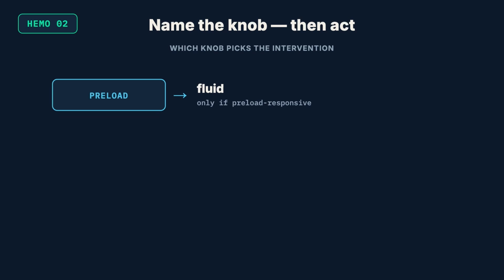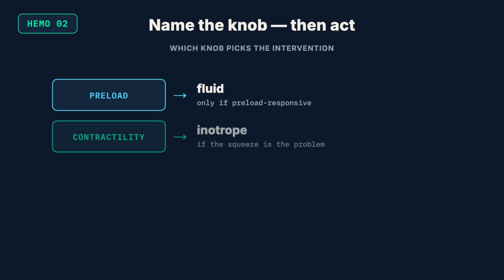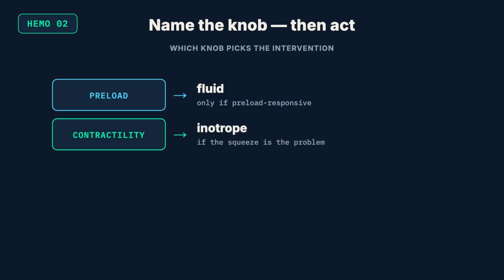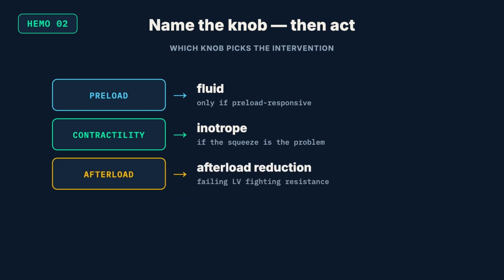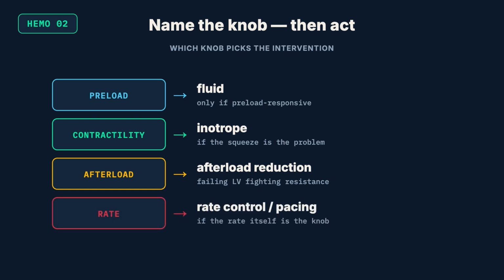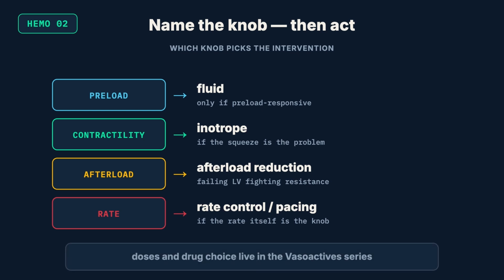Fluid only if the patient is preload responsive. An inotrope, if the squeeze itself is the problem. Afterload reduction if the failing left ventricle is fighting too much resistance. Rate control or pacing if the rate itself is the knob. Doses and drug choice will live in the vasoactive series. This lesson is about naming the right knob before anyone reaches for a bag or a drip.